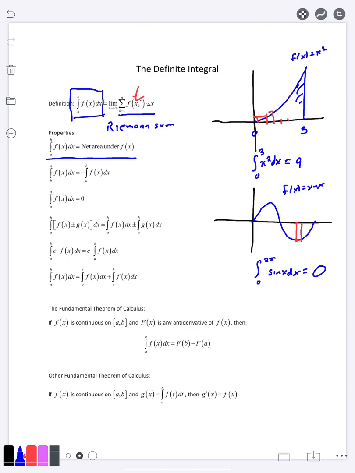Now, there are a few properties of these, some of which we aren't going to use all that often, but still good to go over. The first is that if you switch your order of what left and right are, then you are always going to get the opposite of what you got originally. So if I wrote down the integral from 3 to 0 of x squared dx, I would in fact get negative 9 for the answer.